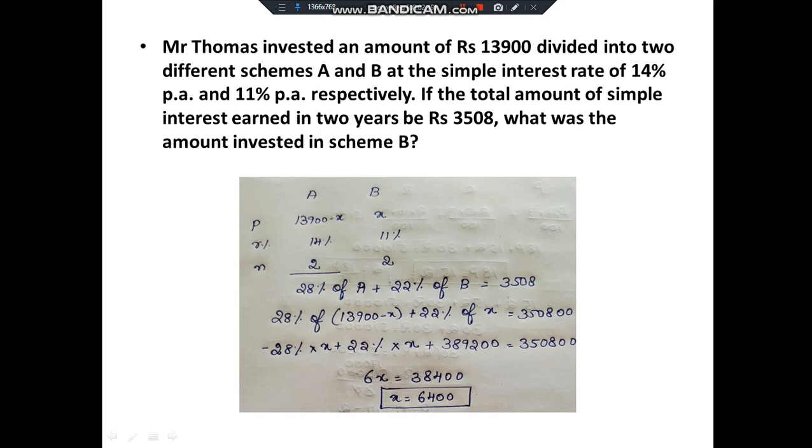The same thing. For 1 year it is 14% and 11%. So for 2 years it is 14 twos are 28 and 11 twos are 22%. Adding both, that is 28% of A plus 22% of B is equal to 3,508. 28% of A means of the principal of A, right? So 28% of 13,900 minus x plus 22% of x is equal to this. When you substitute the values, you get the same answer, x is equal to 6,400. You can follow any of these methods.